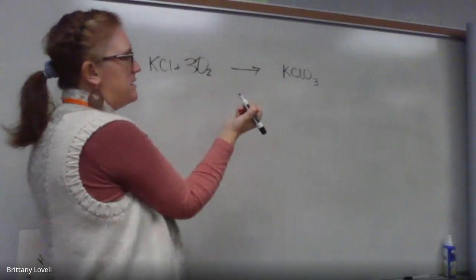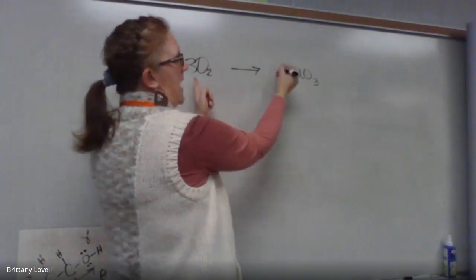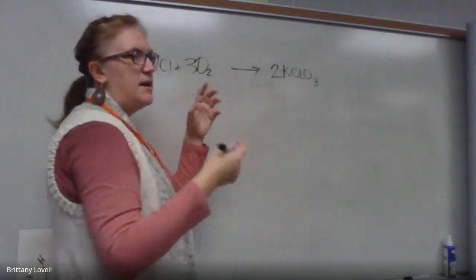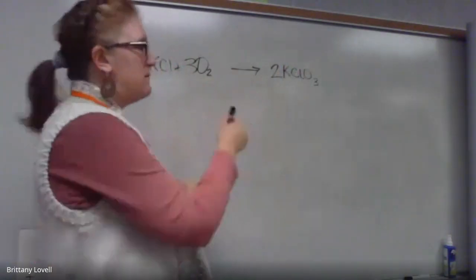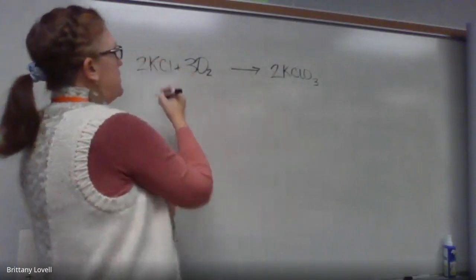I would put a 3. This oxygen, to get that to be 6, I would put a 2. Now you're not done. You would have to go back and put a 2 right here, because now you have 2 sets of KCl, so I would put a 2 there.